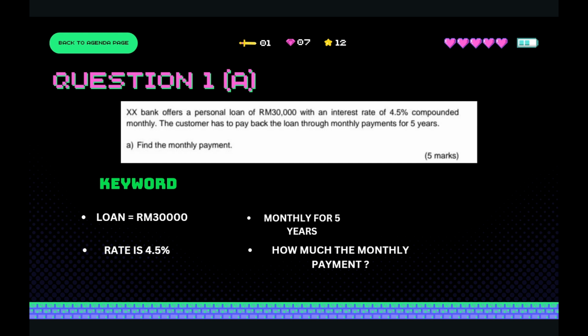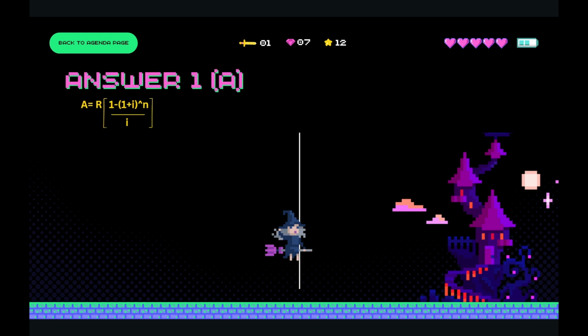30,000 ringgit with an interest rate of 4.5% compounded monthly. The customer has to pay back the loan through monthly payment for 5 years. So the question is, find the monthly payment. The formula that we will use is A equals to R bracket 1 minus bracket 1 plus I bracket power by n over I plus the bracket. So A will be substituted with 30,000 ringgit equals to R, R remains to R because we will need to find the R.